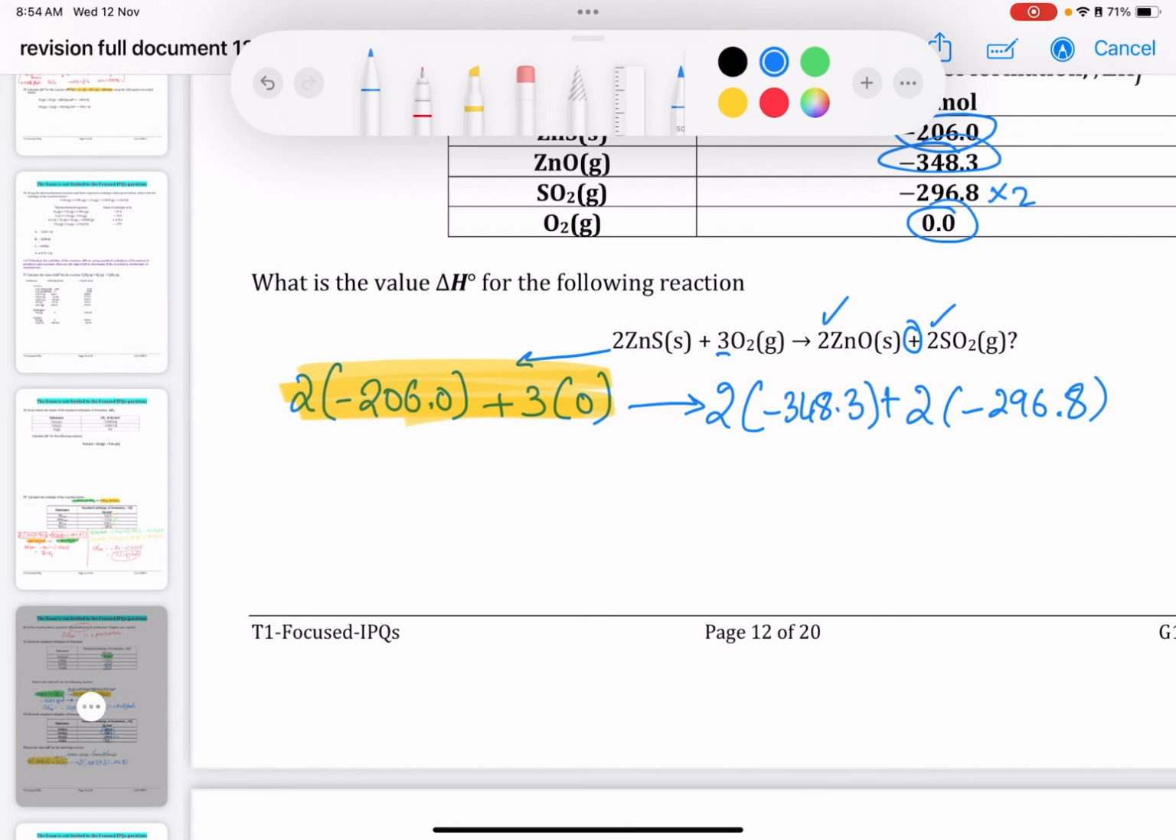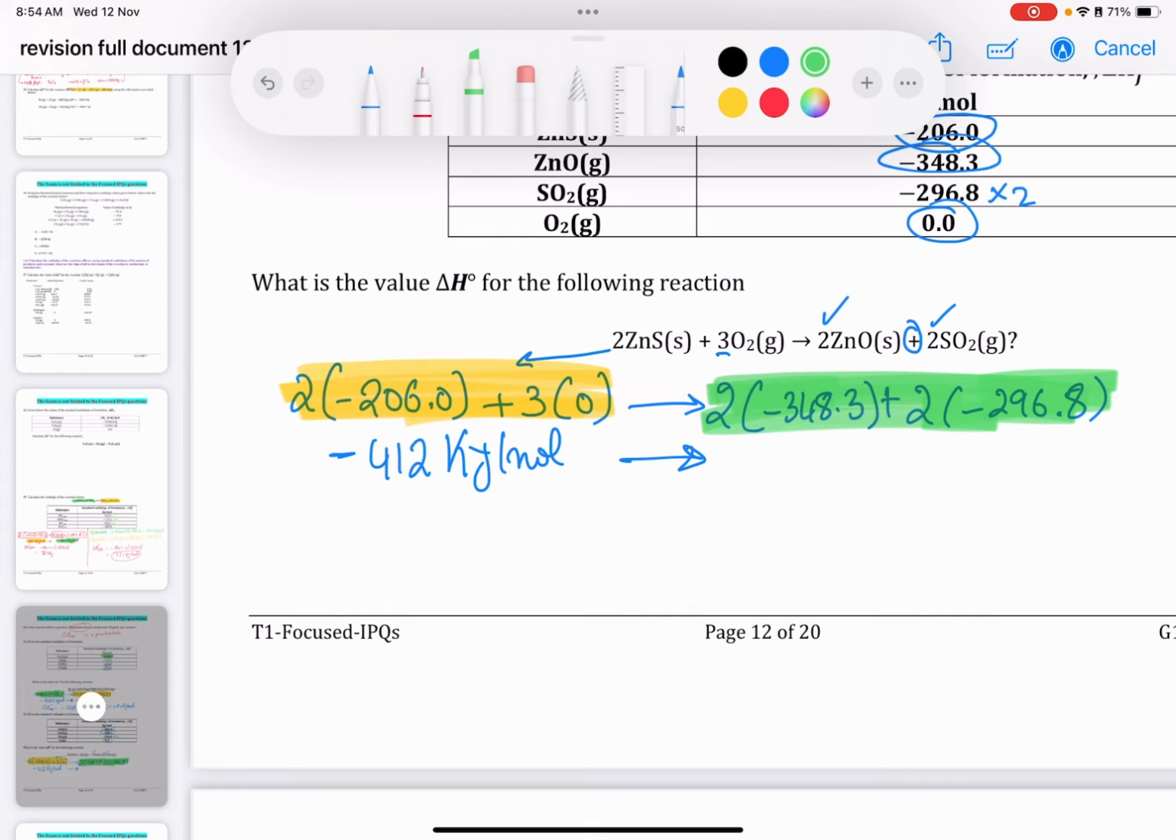So it is negative 412 kilojoule per mole, and for this one over here, the enthalpy of formation of all the products is 196.8. The answer is negative 1290 kilojoule per mole. Now we are going to subtract product minus reactants.